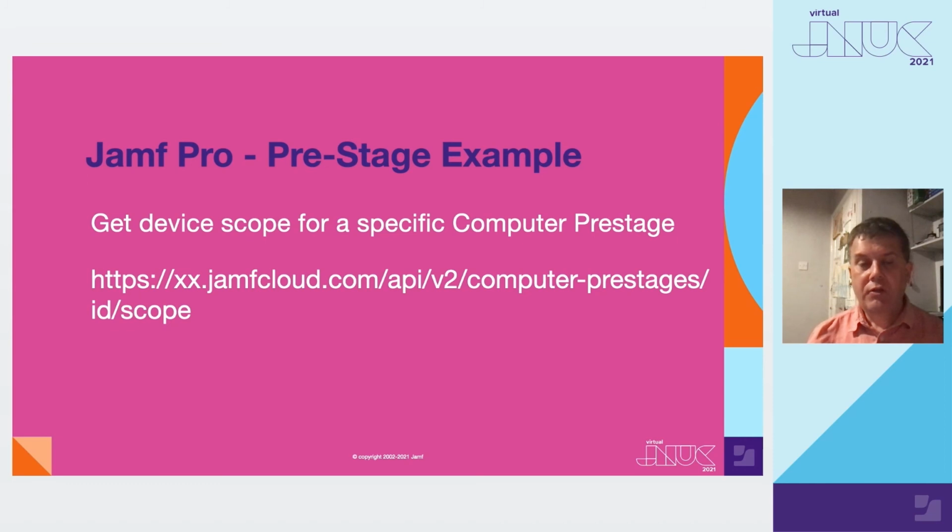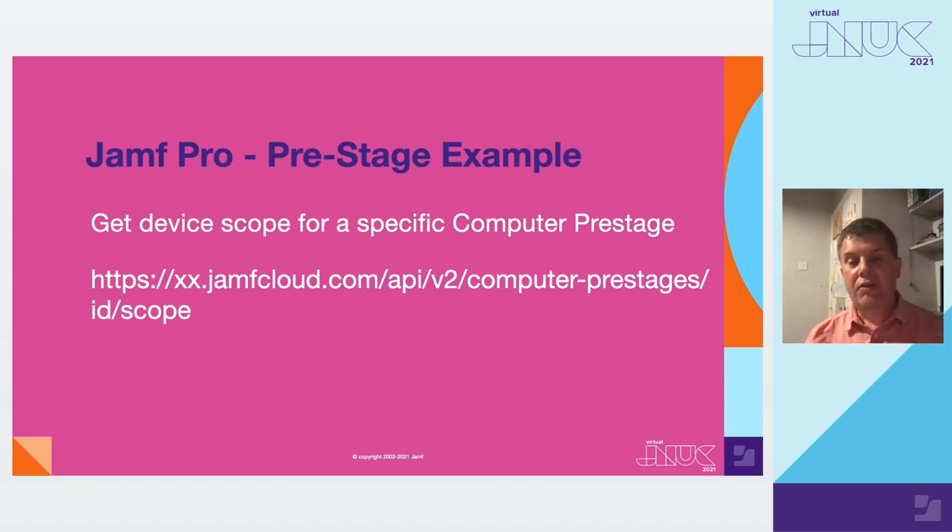So the example I'm going to use is the pre-stage example. In this case, we're going to, first of all, get a list of devices in a specific pre-stage, and then update that pre-stage. And this will highlight another subtle difference between the classic API and the Jamf Pro API.